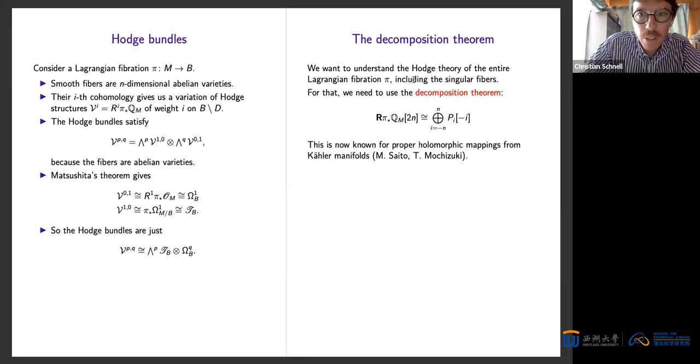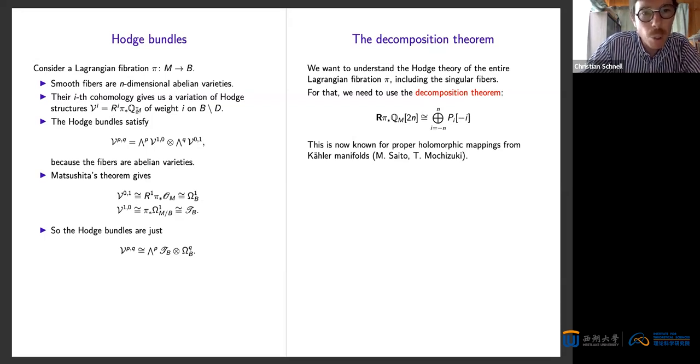So if I want to add the singular fibers, the best way to do it is to go to this larger setting of perverse sheaves and Hodge modules and so on. I'll say a bit more about that later, but for the time being, let me just say that the way you work with this in practice is by applying the decomposition theorem. So this map is a proper map.